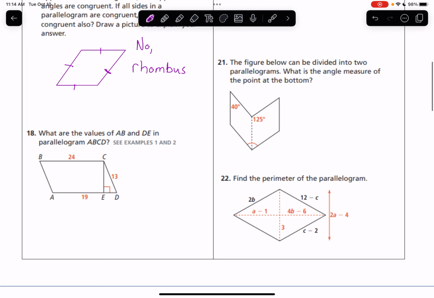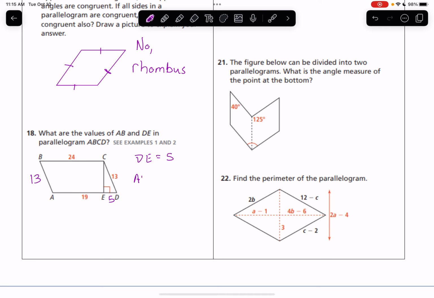Number 18, what are the values of AB and DE in parallelogram ABCD? So if we take a look at this parallelogram, we know some things about parallelograms. We know that the opposite sides of a parallelogram are congruent to one another. So 24 for BC is going to be the same as AD, which means ED is the same thing as 19 plus blank is 24, so that's 5. So DE equals 5. And then it asks us what is the value of AB, and since opposite sides of a parallelogram are the same, that is also going to be 13.